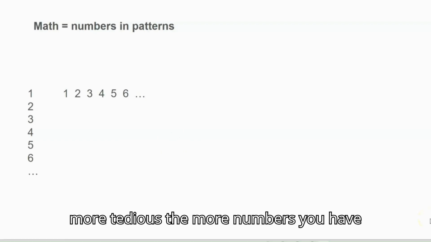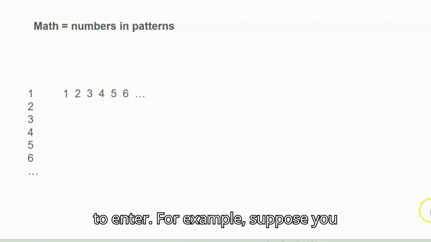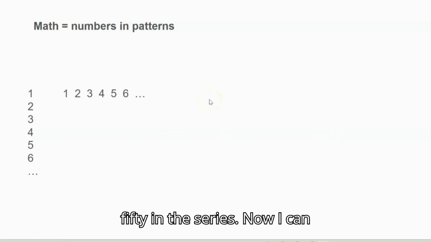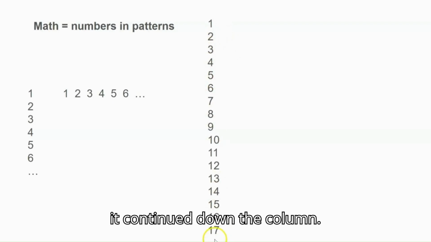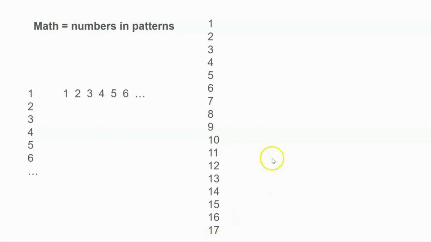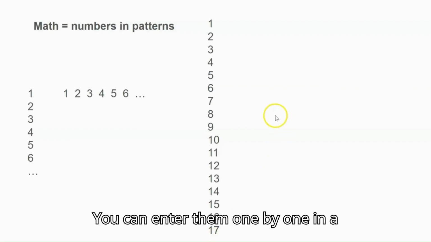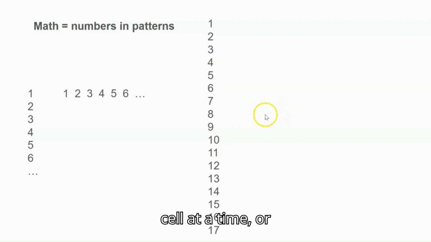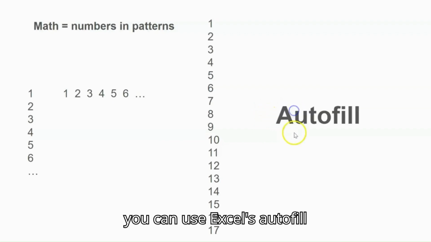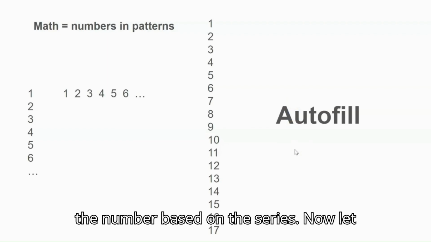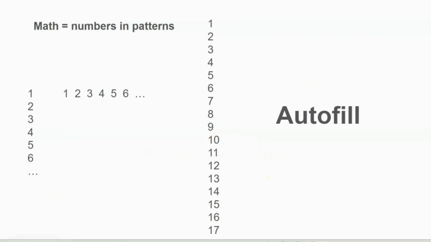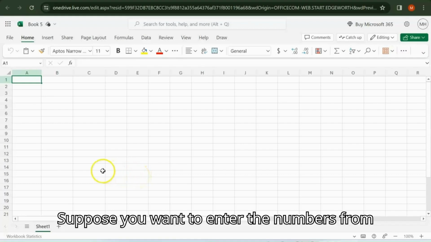It's relatively easy to do if we don't have too many numbers. However, it becomes more tedious the more numbers you have to enter. For example, suppose you want to enter the numbers from 1 to 50 in the series. Now I can only get from 1 to 17 here, but let's say it continued down a column. Now you can enter them one by one in a cell at a time, or you can use Excel's autofill feature, which will quickly enter the number based on the series. Now let us go over to Excel and see how to use this feature.